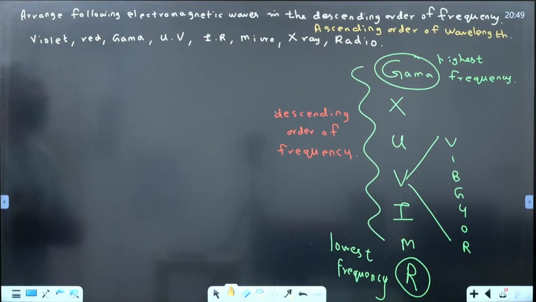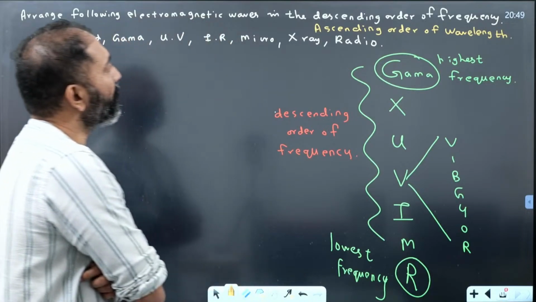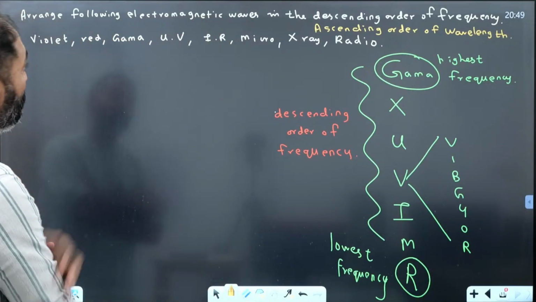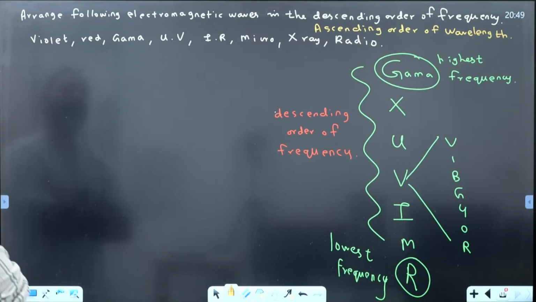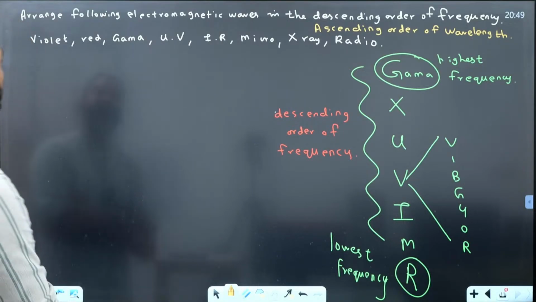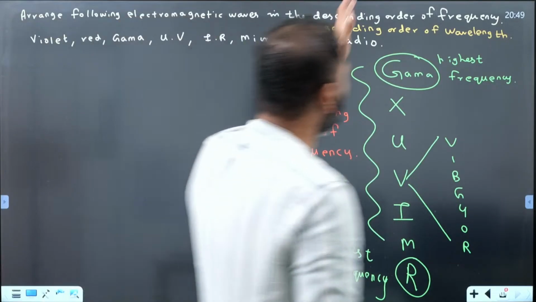Descending order of frequency and ascending order of wavelength both are same. So what happens now? Let's see. Descending order of frequency. Now this is the question. So what is the first one? I have to write in the descending order of frequency.